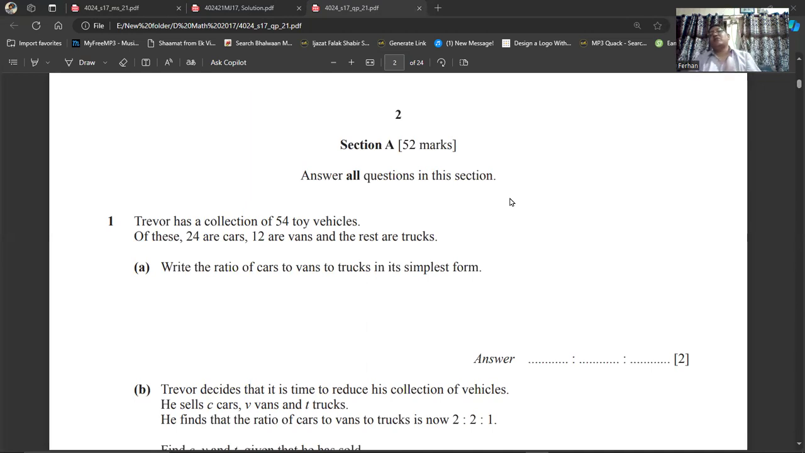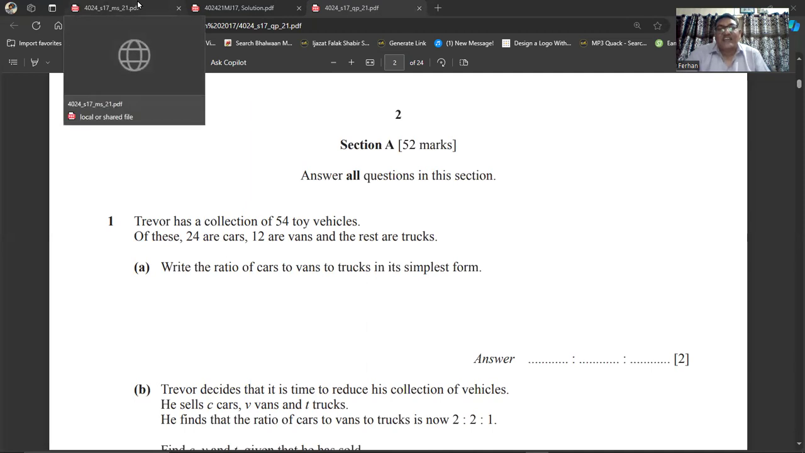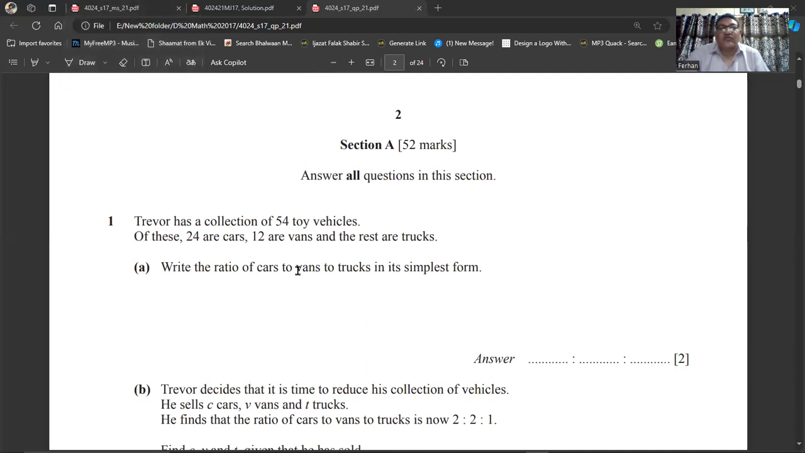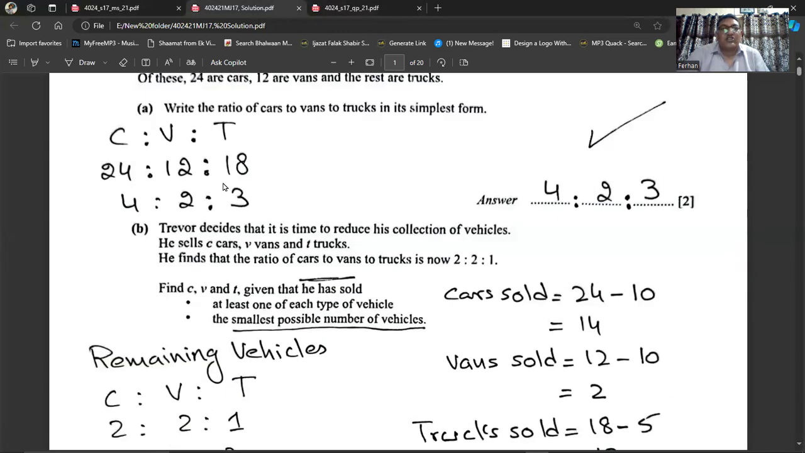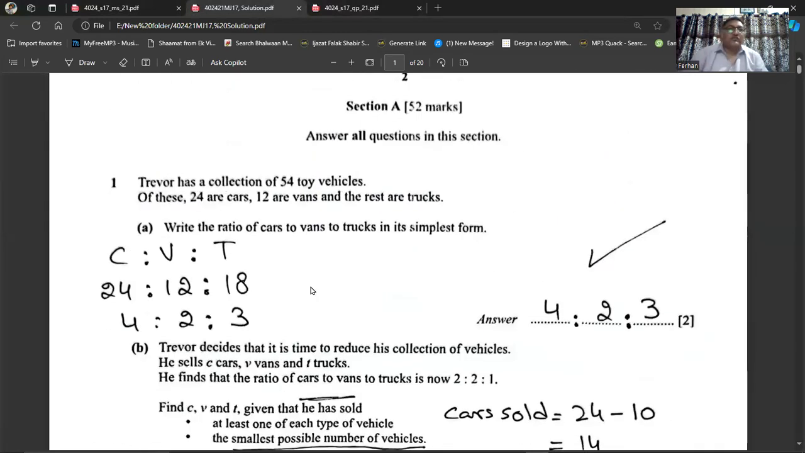So we can find the number of the trucks from 54, which is the total toys. Subtract 24 and 12, you will get the number of the trucks, and they will be 18. Write the ratio of the cars to vans to trucks. So car ratio van ratio trucks we have to show. Simple, straightforward question. So the trucks are 54 minus 24 minus 12, and that will be 18.